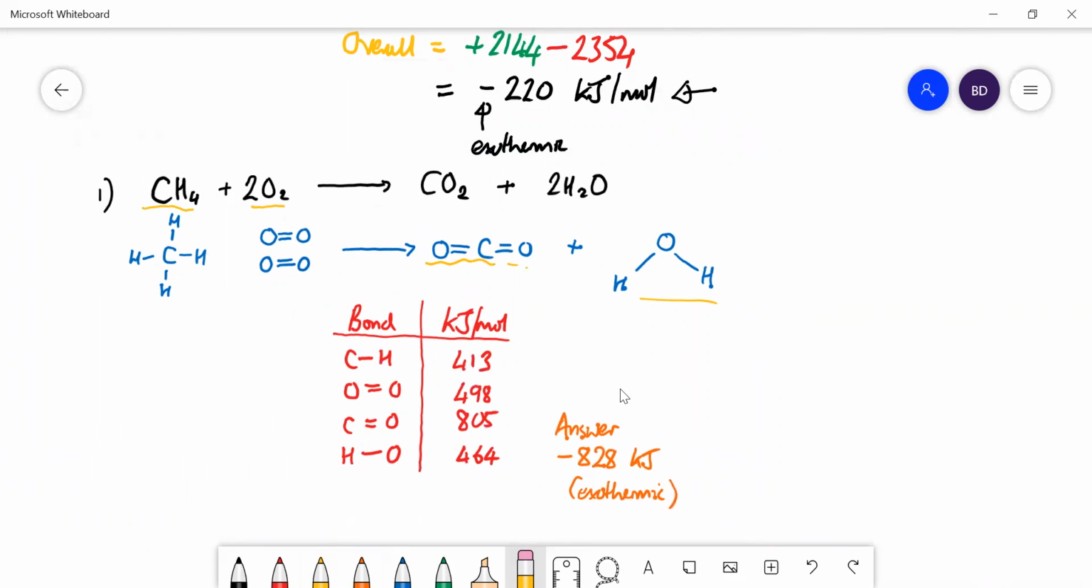And if you just look at what's driving this one, look at that carbon dioxide bond there, look at the value of that. It's a really big, strong bond. You get lots of energy out when you form CO2, 805, and that's really what's making this so exothermic. Have a go at that one.